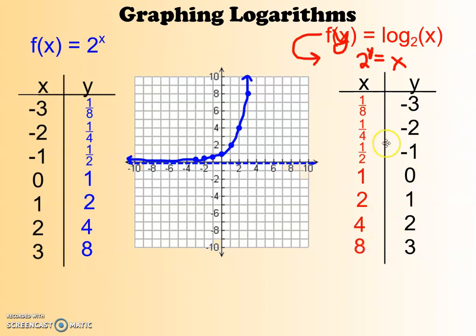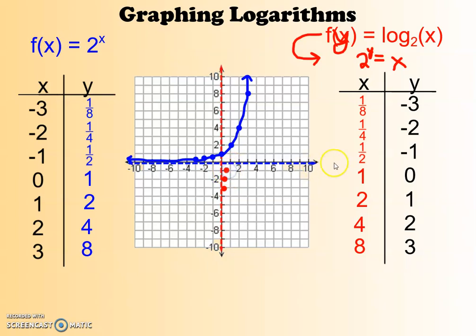And so I can graph this logarithm by plotting these movements from my origin. So from my origin, I'm going to go right 1/8 and then down 3. I'm going to go right a fourth and down 2. I'm going to go right a half and down 1.